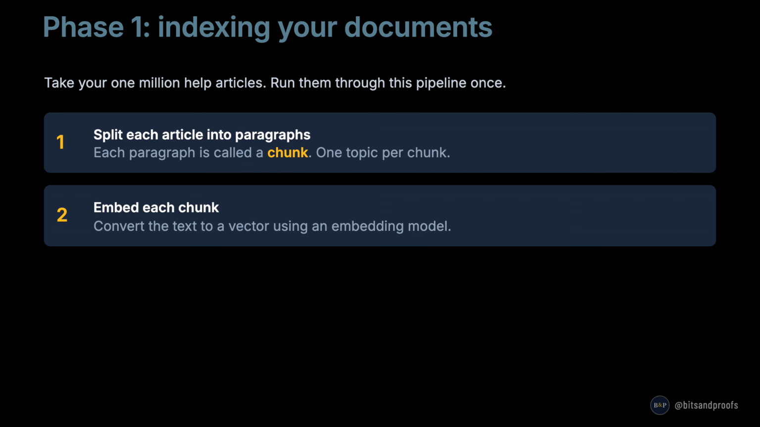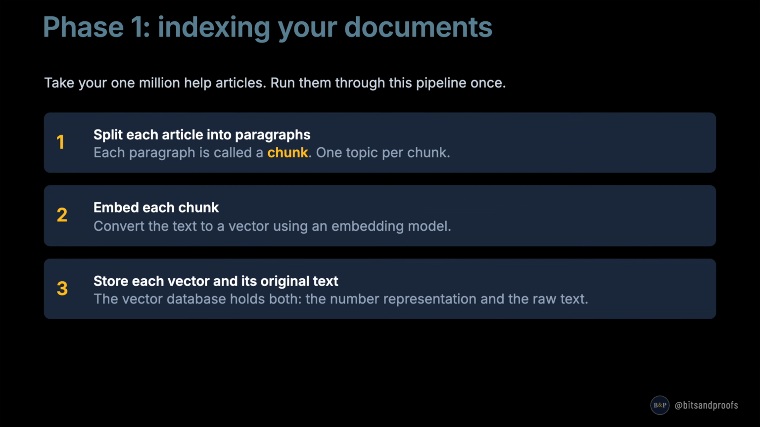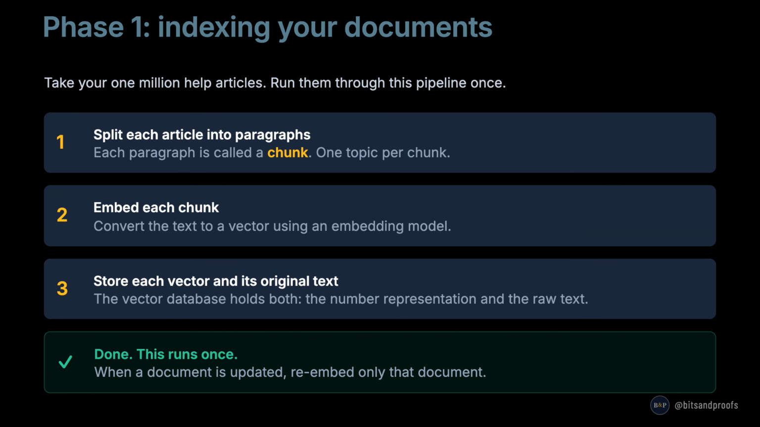Step 2, embed each chunk. Run it through an embedding model. You get a vector, a list of numbers that captures the meaning of that paragraph. Step 3, store the vector and the original text together in the vector database. Both go in, the number representation for searching and the raw text for reading later. This whole process runs once. If a document is updated tomorrow, you re-embed only that document. Everything else stays exactly as it was.